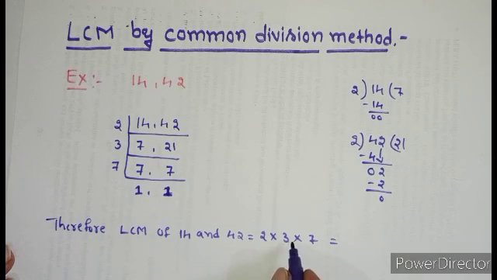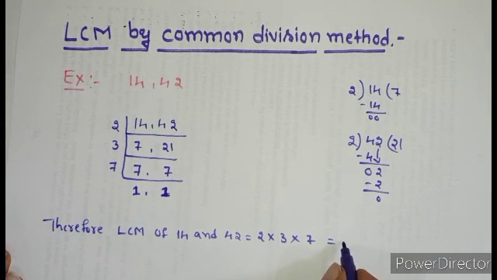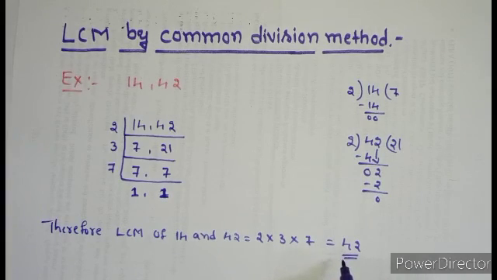Now I am going to multiply all these factors. 2 threes are 6, 6 sevens are 42. So the LCM of 14 and 42 is 42.